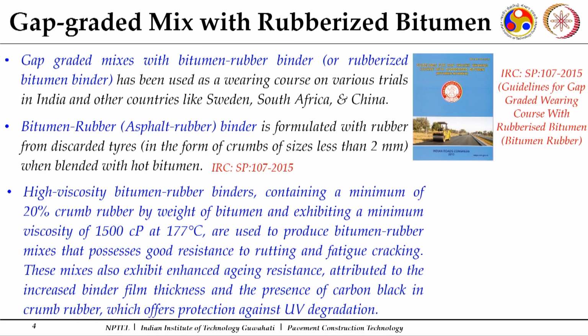During the last lecture we also discussed that most of the time we generally focus on making our mixes dense, and that's why dense graded mixes are the most popular in the construction of flexible pavements. Then there are certain mixes like stone matrix asphalt or gap graded mix with rubberized bitumen. They have a gap gradation. Some sizes are skipped in those mixes to bring more stone to stone contact. And the third category was the open graded mixes, where you have a relatively very high percentage of voids to serve some particular purpose.